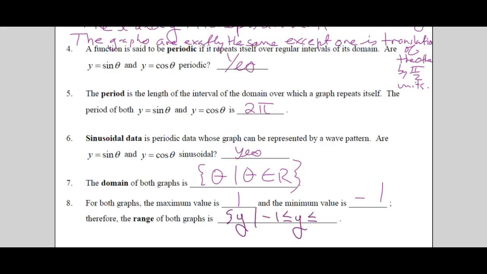-1 is less than or equal to y, which is less than or equal to 1. Or you could use interval notation. It'd be -1, comma 1 with square brackets all around. This would be -infinity to infinity with round brackets, and we'd put a d in front of one and r in front of the other to indicate we're talking domain here, talking range.